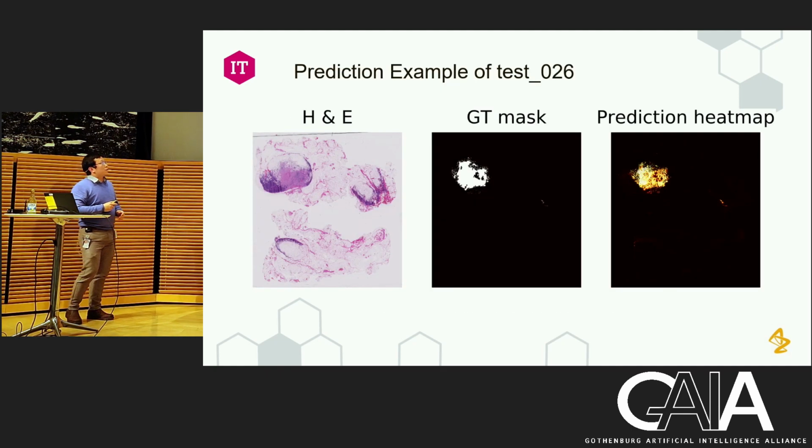So here is an example of the prediction. This is one of the predictions on a testing slide. On the left you have the H&E slide as the input. In the middle you have the ground truth mask, which is basically the annotation. Then on the right you have the predicted heat map, or the probability map, of our model. As you can see, these two masks correlate really well, which gave us confidence that our model can recognize metastasis in those slides.